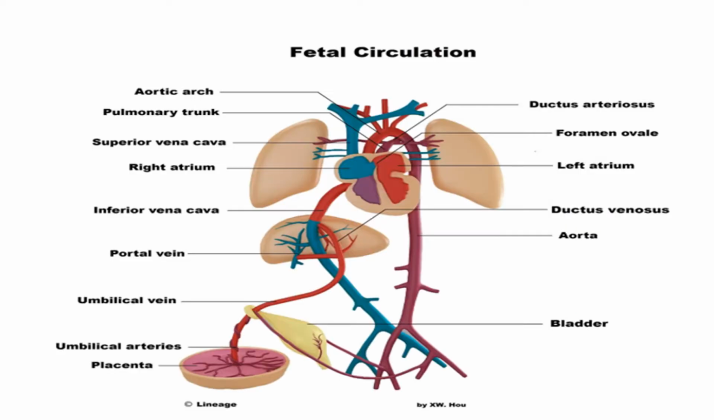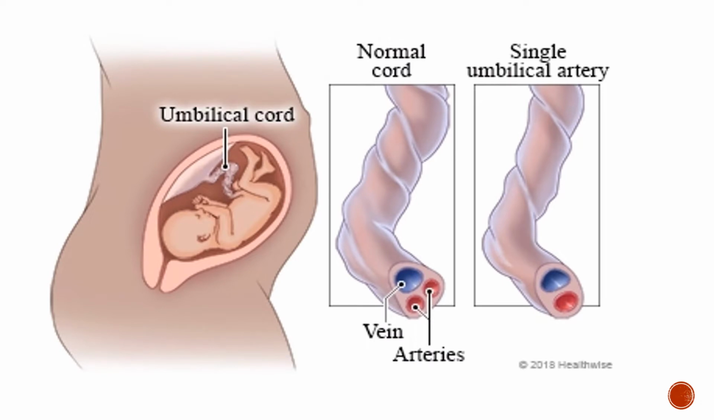Hi friends, today we will learn about the fetal circulation. There is one vein that carries food and oxygen from the placenta to the baby, and there are two arteries that carry waste from the baby back to the placenta. So there is one umbilical vein and there are two umbilical arteries in the umbilical cord.